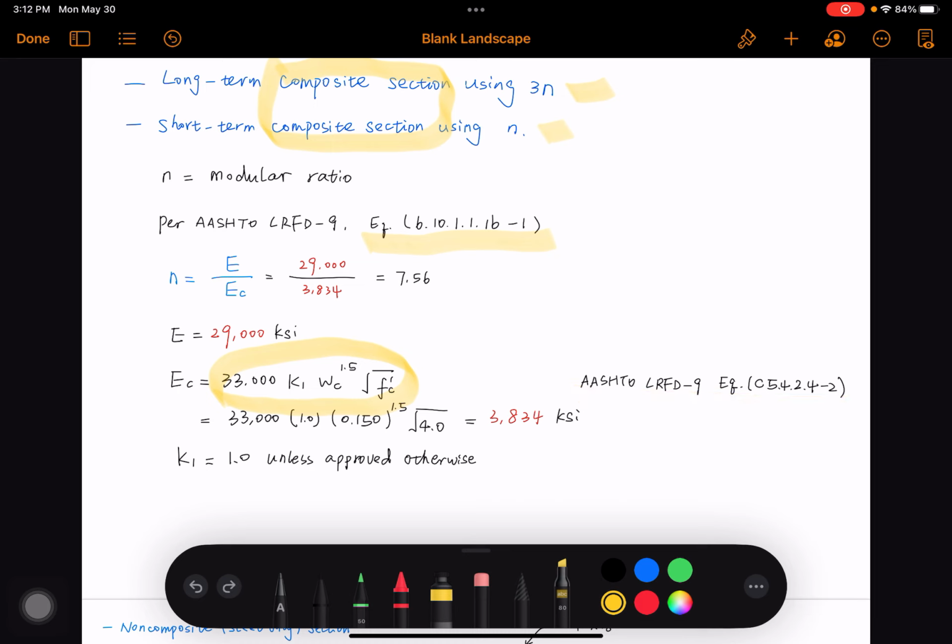And plug in all the numbers, where Wc is the concrete weight, which is 0.15 kcf. f'c is the concrete strength, which is 4.0 ksi. And K1 here, we usually take as 1.0 unless approved otherwise. So after plugging in all the numbers, Ec is calculated as 3,834 ksi. And when we plug E and Ec into this n equation, we will get n equal to 7.56.